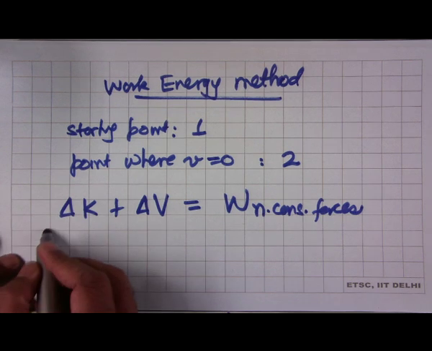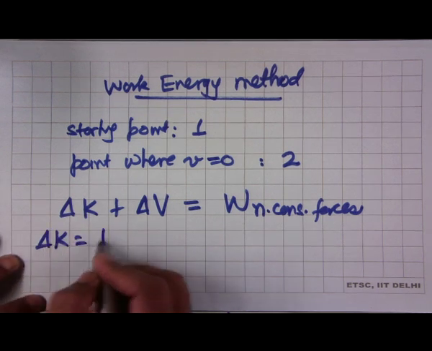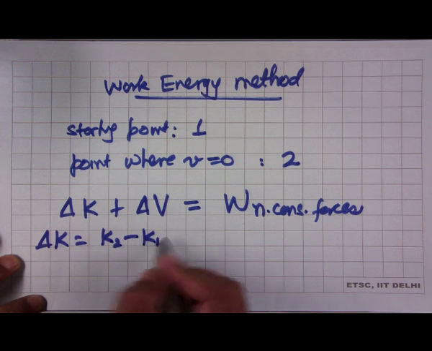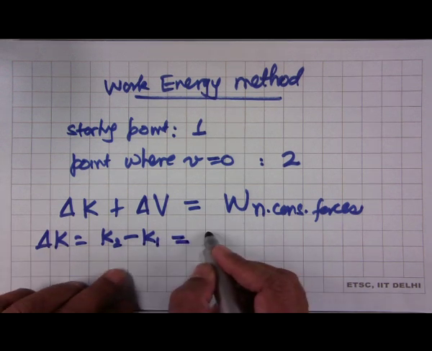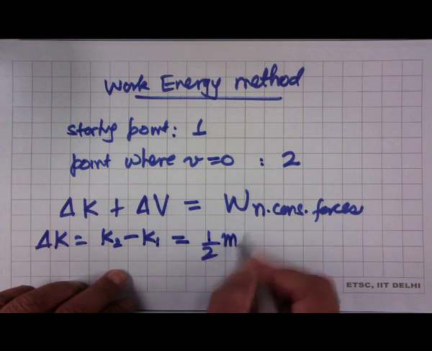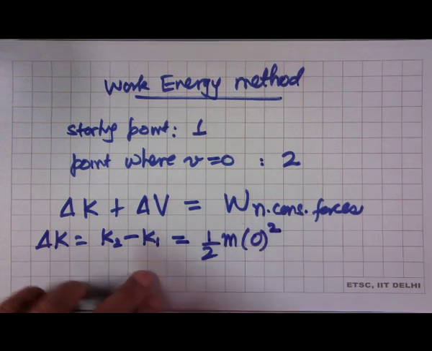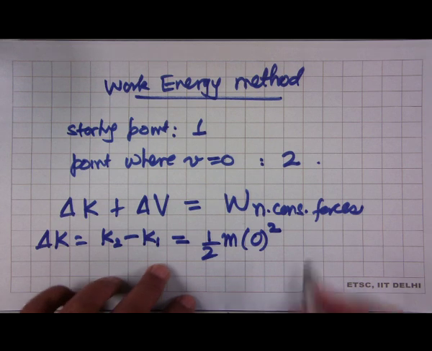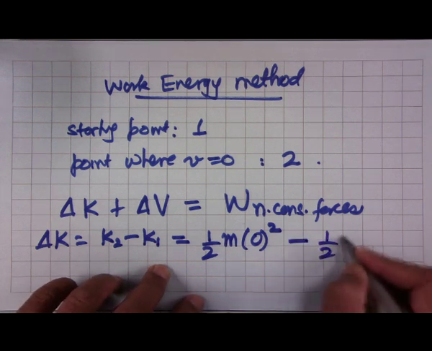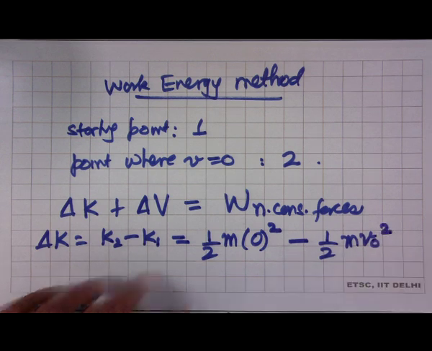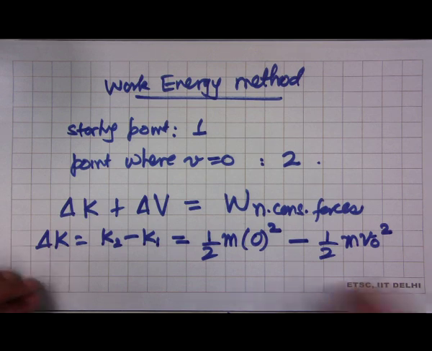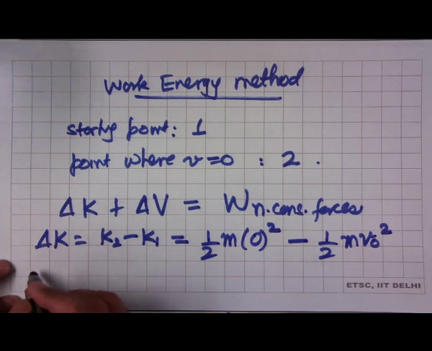So, now to calculate these terms, delta K is equal to K2 minus K1. Now, K2 is equal to half m times 0 squared because the block is stopped at point 2, and K1 is half m V0 squared, where V0 is given to us as 5 meters per second. So, we know K2 minus K1.